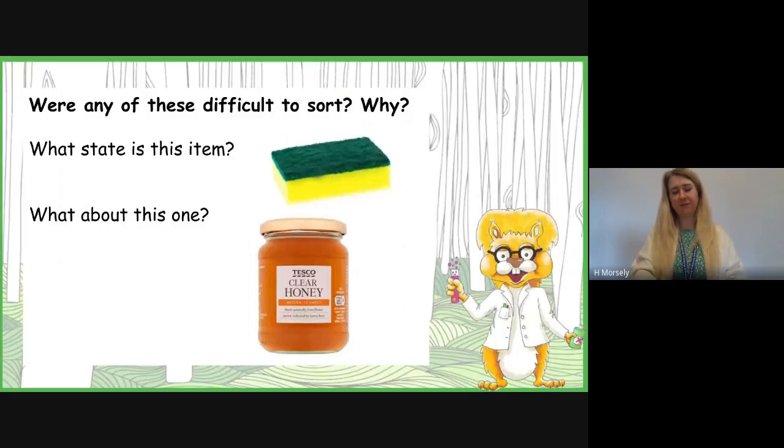So were any of the items difficult to sort? Well, yeah, we thought that maybe the sand and sugar was quite difficult to sort, and perhaps the cream was quite difficult to sort. So we sorted out the sand, the sugar, and the cream. What about a sponge? Where would you have put a sponge? So a sponge is a solid. Even though you can squidge it and you can bend it and you can do all sorts with it, it's still a solid. And honey is a liquid because it can be poured.